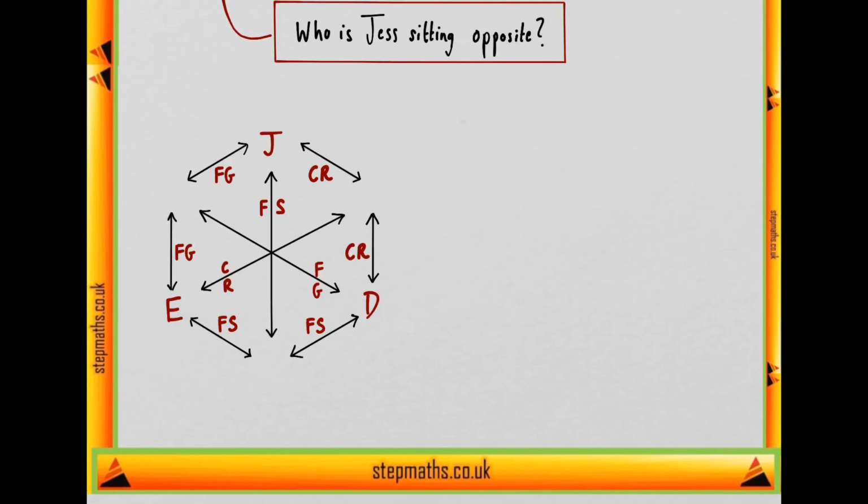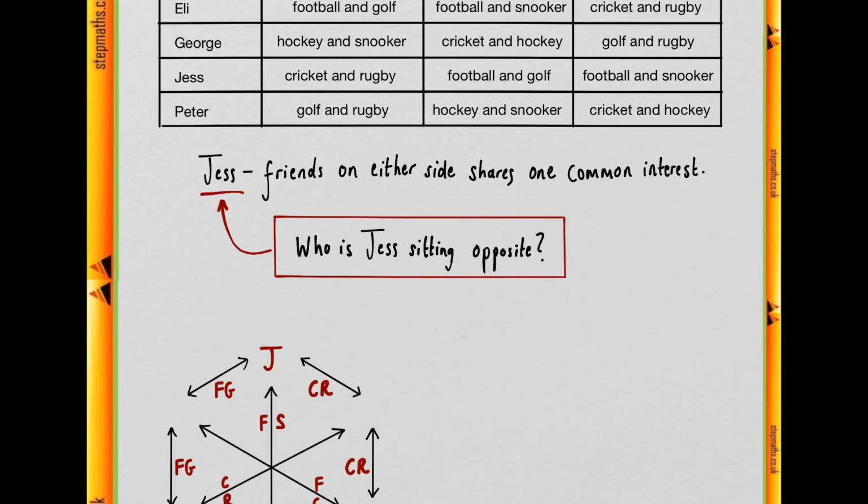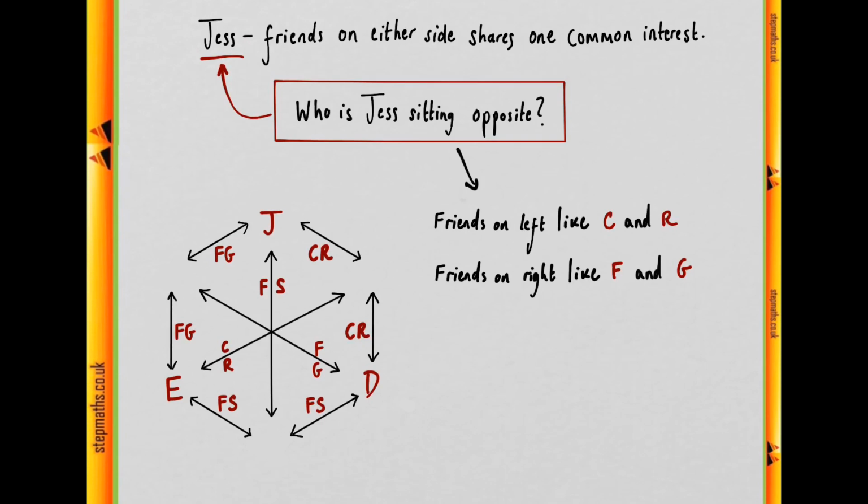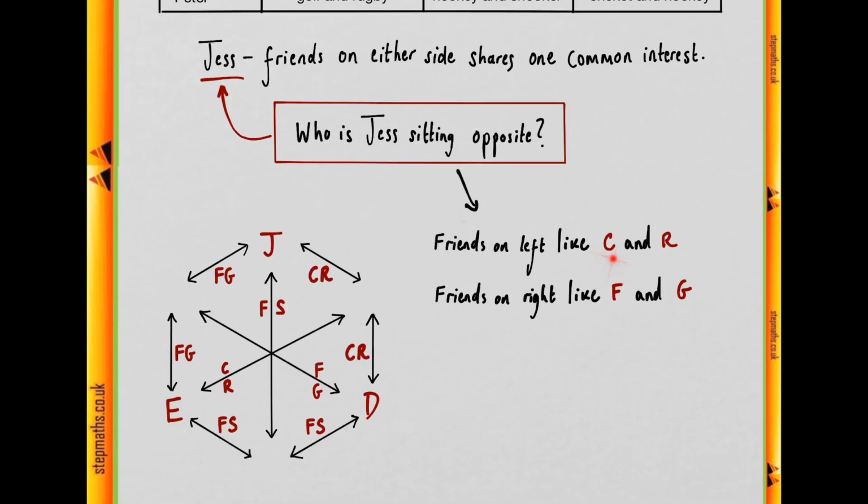There's nowhere else we can really go from here using those clues alone. We have to use the information given in the question, namely the fact that Jess has friends sitting on either side of her who share one common interest. So, we know that on Jess's left, she has a friend who likes cricket and rugby, and on the right, she has a friend who likes football and golf. So, Jess must have either cricket or rugby, and either football or golf as personal interests of her own. Okay, so we can consider that.